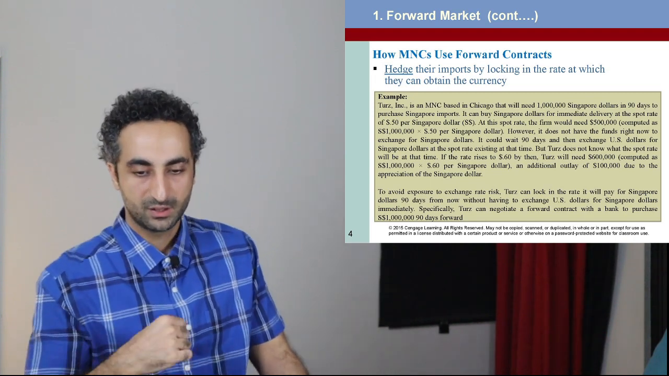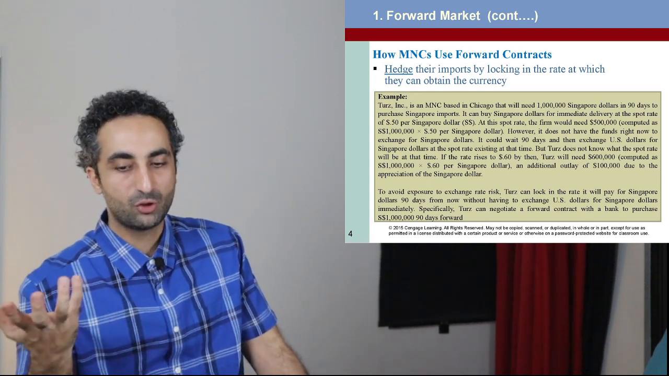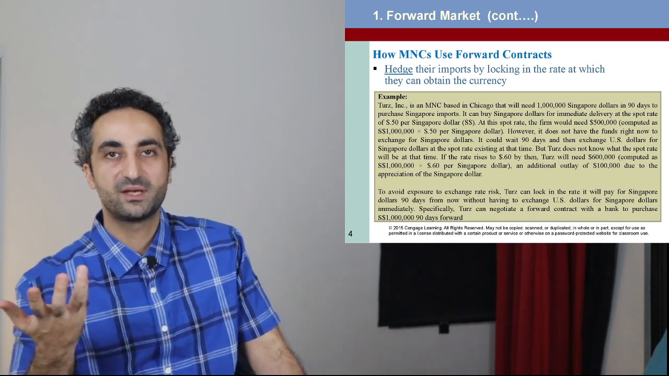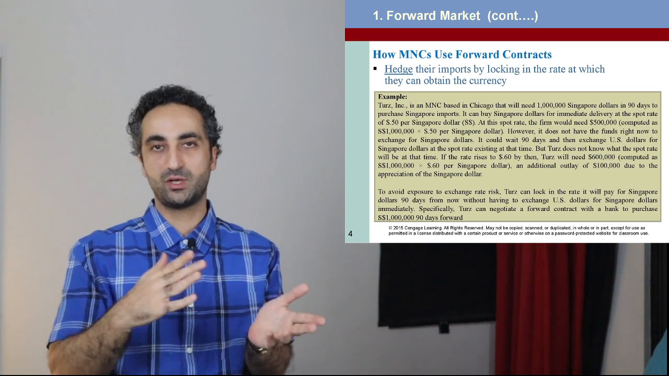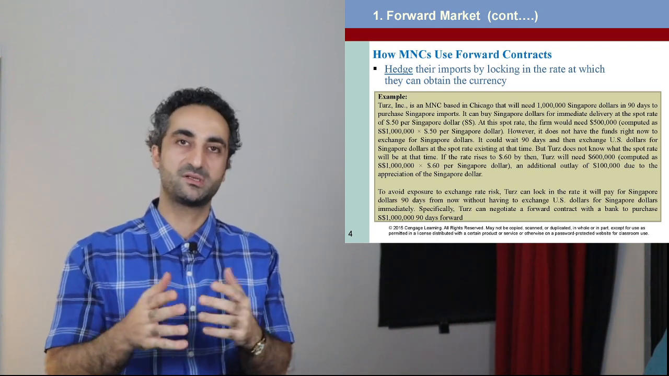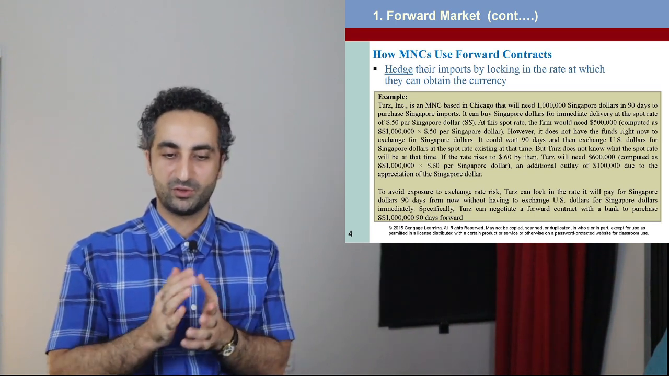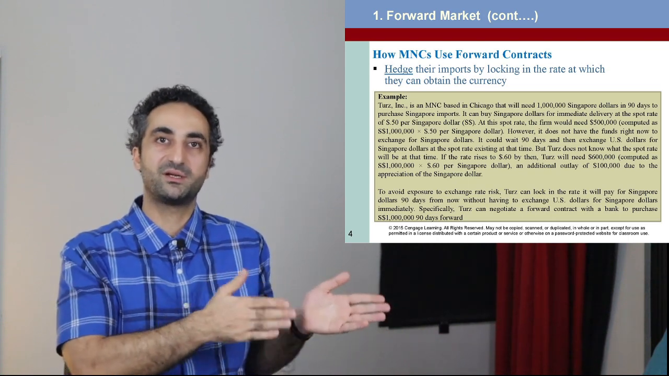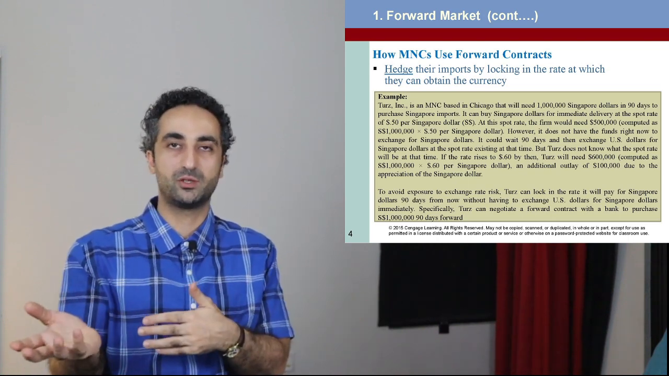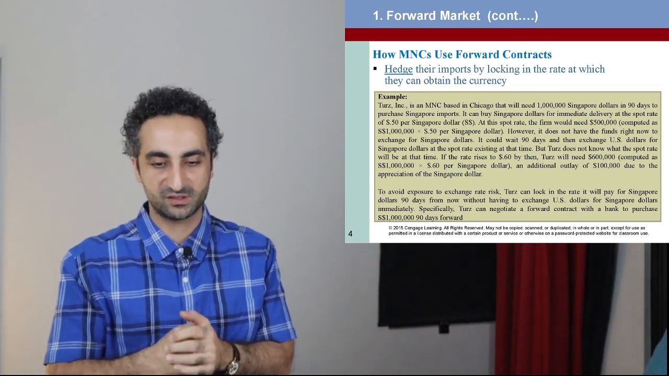However, Tours does not know what the spot rate will be at that time. No one knows. Literally no one knows. If anyone knows, they would benefit from it. So it's ambiguous, which means our raw material price would also be ambiguous, which is very bad for the business.